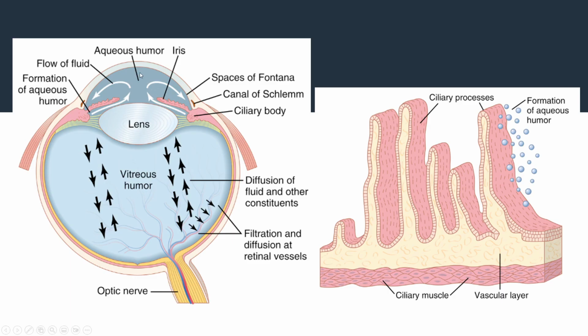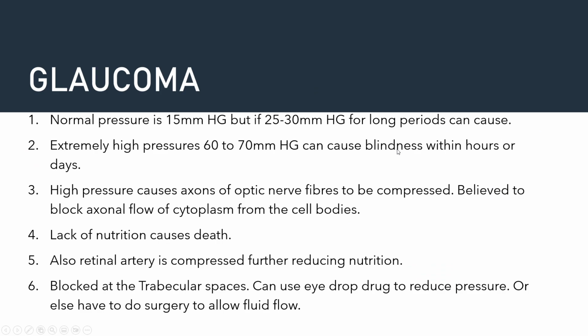Okay, so the front part is the AH, the bottom part is the VH, and this is the ciliary body. The ciliary body looks like this on the right. If you see the picture on the right, this is a magnified image. This is the one that produces the aqueous humor.